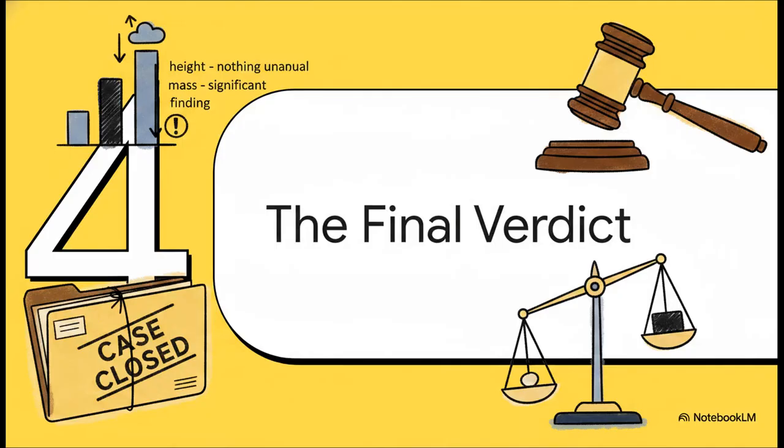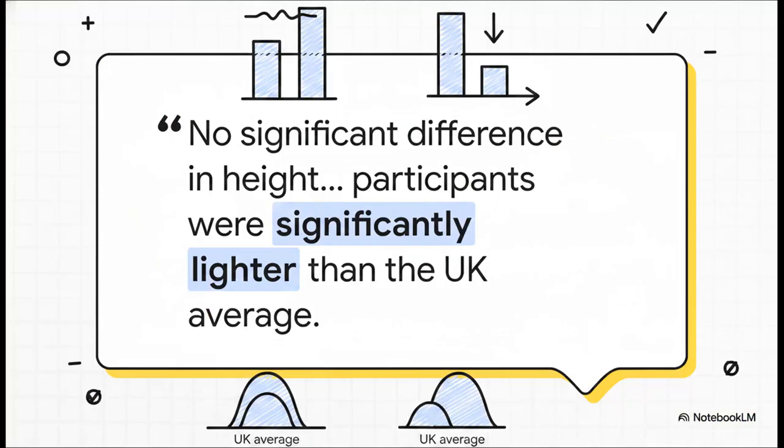This is a real, measurable difference. So there we have it. We've looked at both clues. For height, nothing to see here, pretty much average. But for weight, we found something really, really significant. It's time to wrap this case up and deliver the final verdict. And here's how a researcher would actually write this up in a report. You can see how clear and to the point it is. It says, hey, the one-sample t-test showed no big deal with height. However, the participants were significantly lighter than the average UK guy.